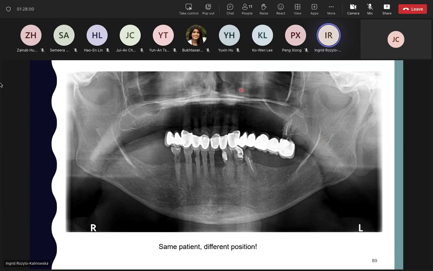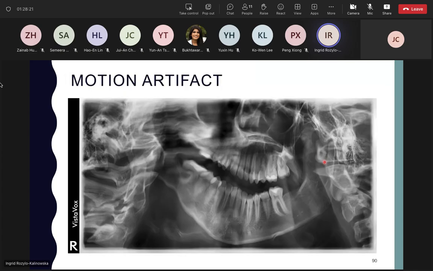And this is the error which results from the air in the mouth. This is what I highlighted, that the patient should have put the tongue against the hard palate, against the roof of the mouth. And if a patient doesn't do it, there is a crescent of radiolucency overlapping the upper jaw.